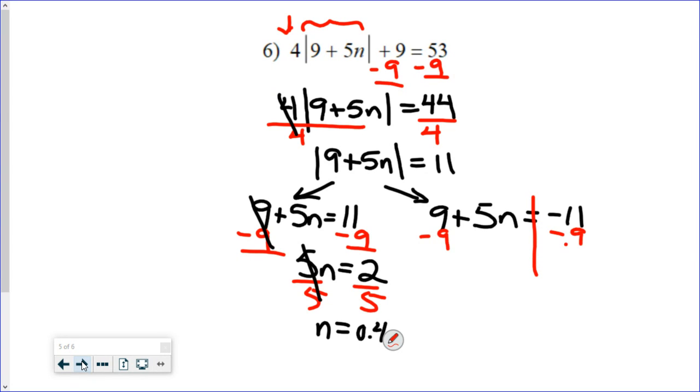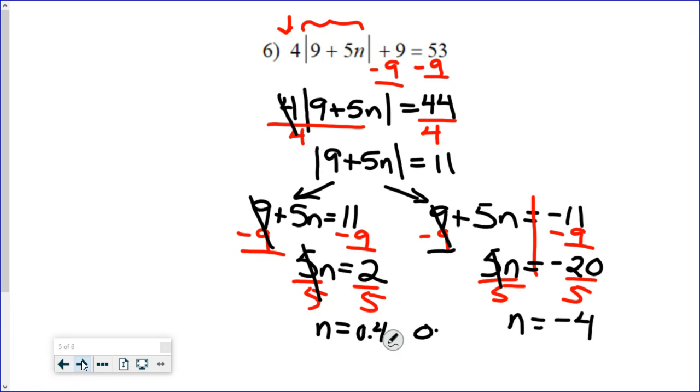Now I'm going to feel like I'm doing the same thing over again, but it's going to give me a slightly different answer. So I have 5n. Be careful with the negatives yet again. And that gives me negative 20. And I'm going to divide by 5. And that side gives me negative 4. So those are your 2 answers. And it's a little different. You probably want to write that down and have it in your notes.